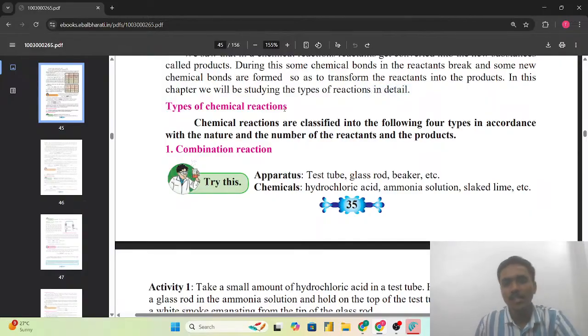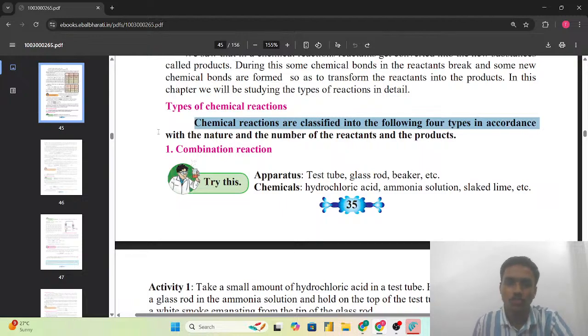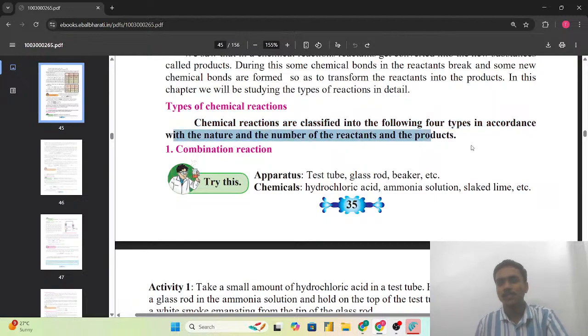So types of chemical reactions: if we see here, chemical reactions are classified into the following four types in accordance with the nature and the number of reactants and products.